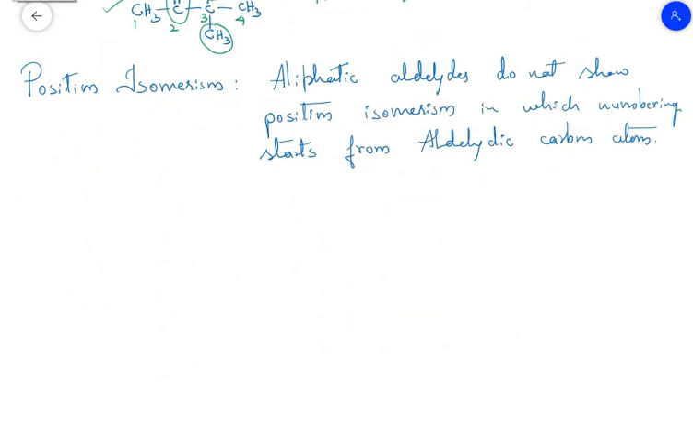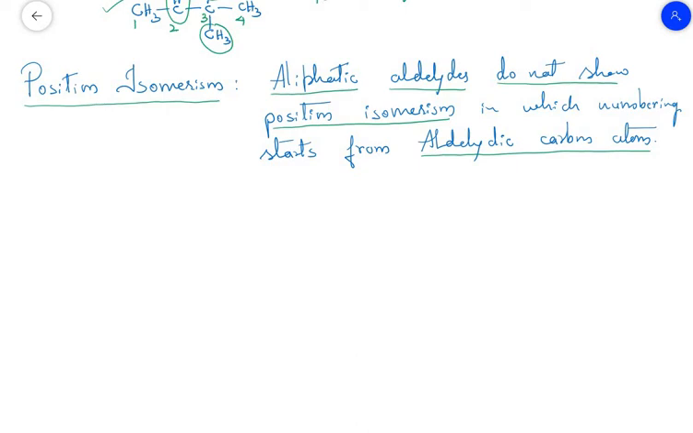The next one is position isomerism, and here we are speaking with respect to aldehydes. In the case of ketones we have seen that aliphatic ketones show it, but aliphatic aldehydes do not show position isomerism, just because the numbering starts from the first carbon atom, and that first carbon atom will be the aldehydic carbon atom. So it is fixed that it has to be present at one end only. Therefore aliphatic aldehydes will not show positional isomerism.